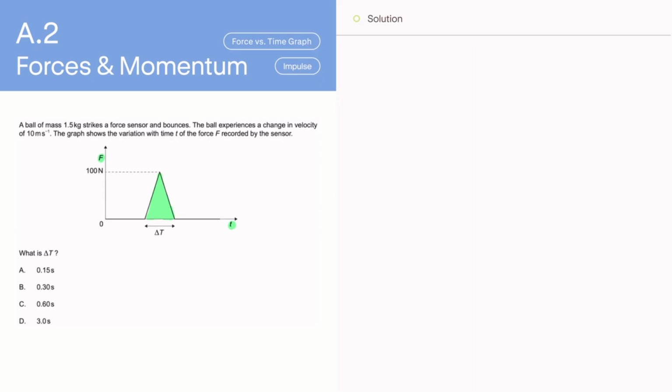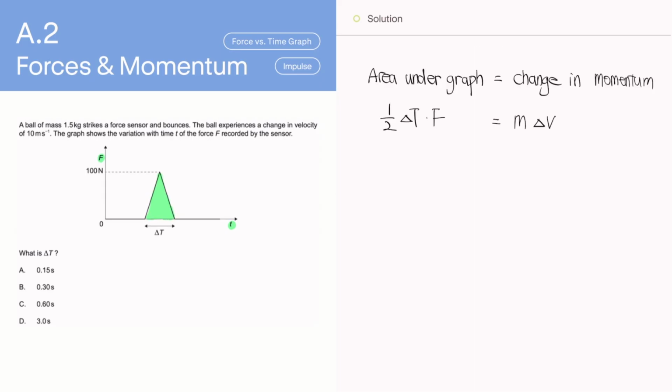Now to the working. Start with the equation from the logic chain. Plug in the numbers. Work out delta t, which equals 0.3 seconds. So the answer is B.